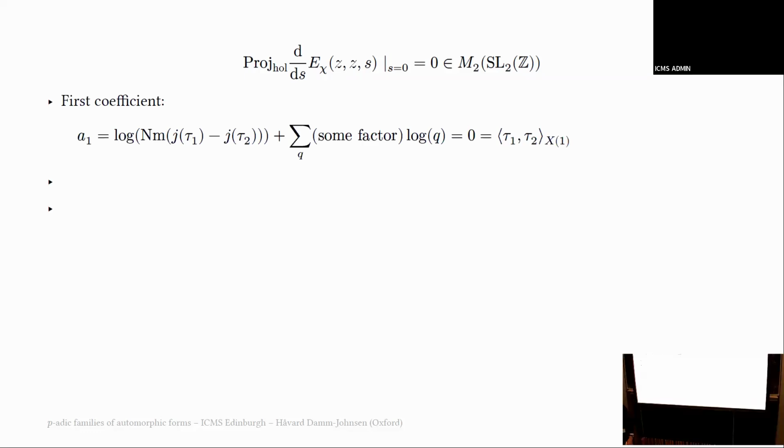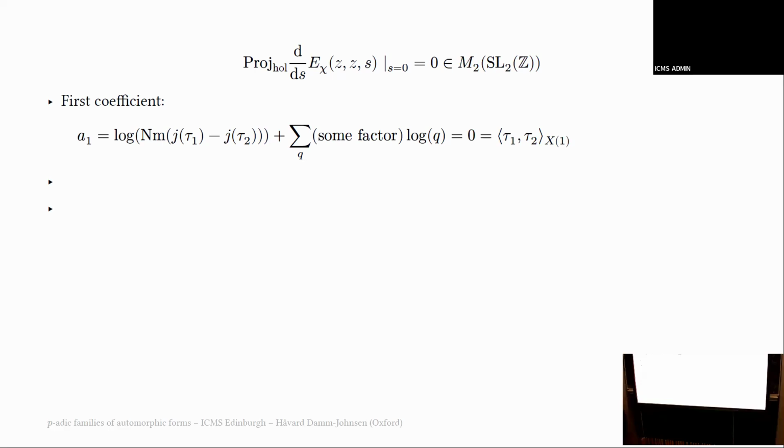So why is this useful? Well, I told you earlier that the Fourier coefficients were very explicit, and in a similar way, they very carefully computed the explicit Fourier coefficients of this modular form, which happens to be 0. What they get is that the first coefficient, so not the constant term but the a1 coefficient, starts out being a logarithm of this norm of differences of singular moduli that they wanted to study. And then they get a finite sum, which I haven't written here, of certain numbers times the logarithms of primes q.